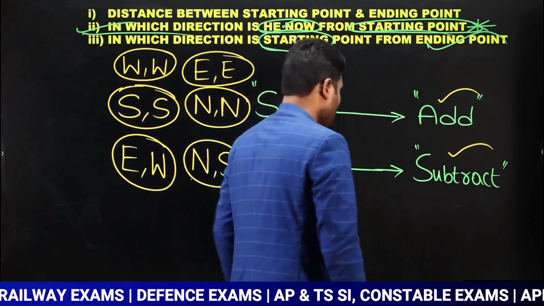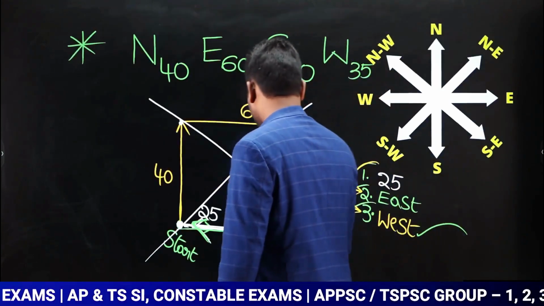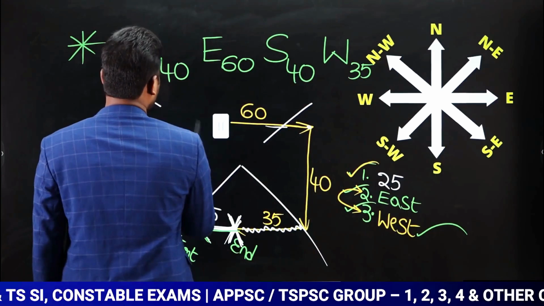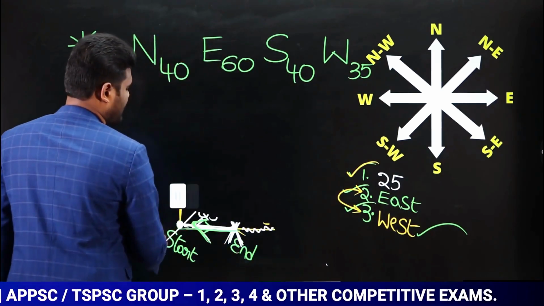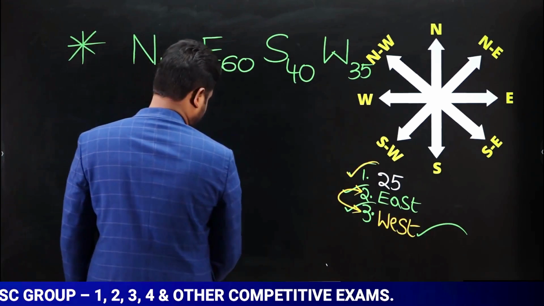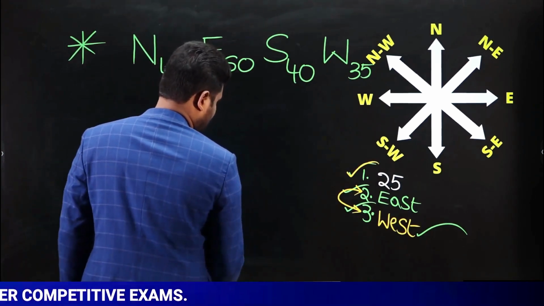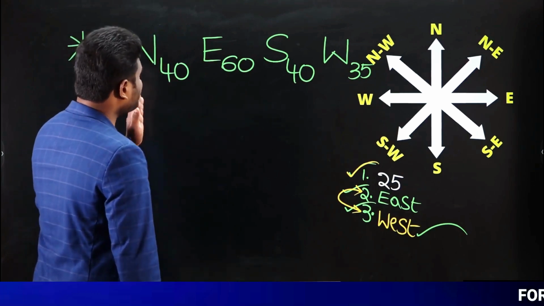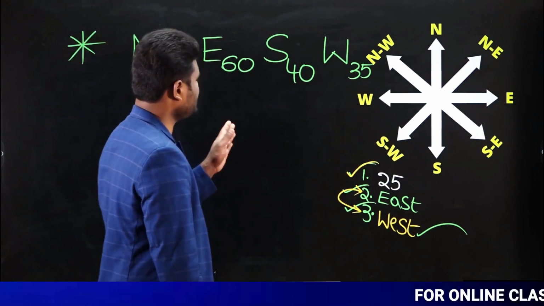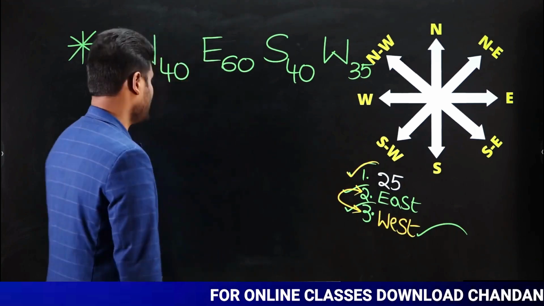Now look at this. Using this application, we are going to solve this question. Observe carefully. Now if you observe, this is what we have done using a diagram. Then how to solve the same question without using a diagram? Observe here carefully. Our question is north 40, east 60, south 40, west 35. This is our question. Yes or no?